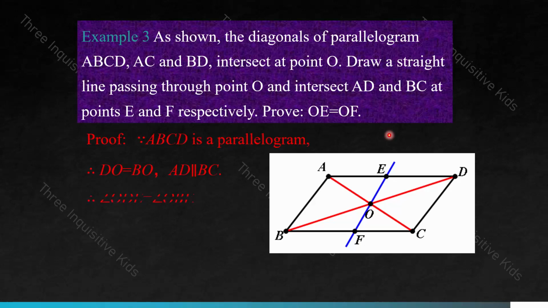Since ABCD is a parallelogram, DO is equal to BO and AD is parallel to BC. Therefore, angles ADE and OBF are equal. We also know that since angles DOE and BOF are equal, triangles DOE and BOF are congruent from the formula ASA, angle side angle. So OE is equal to OF.